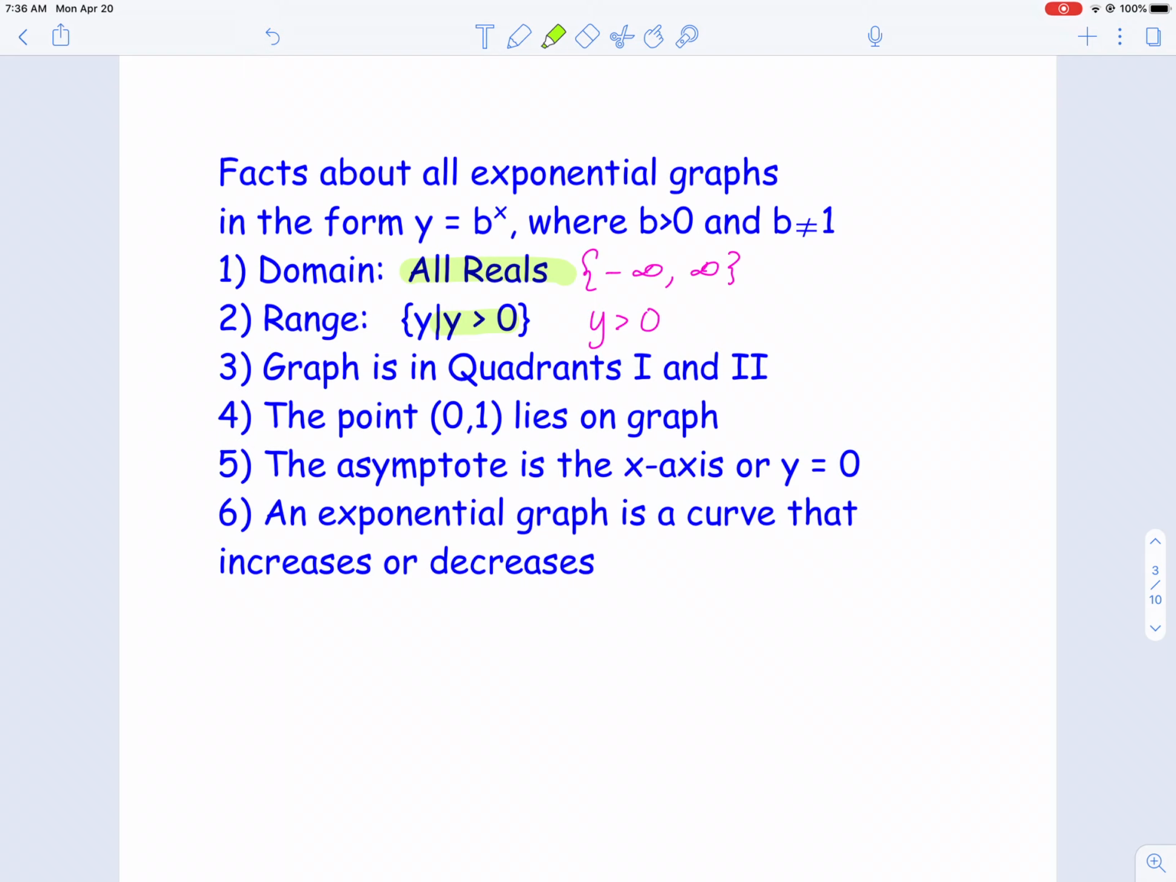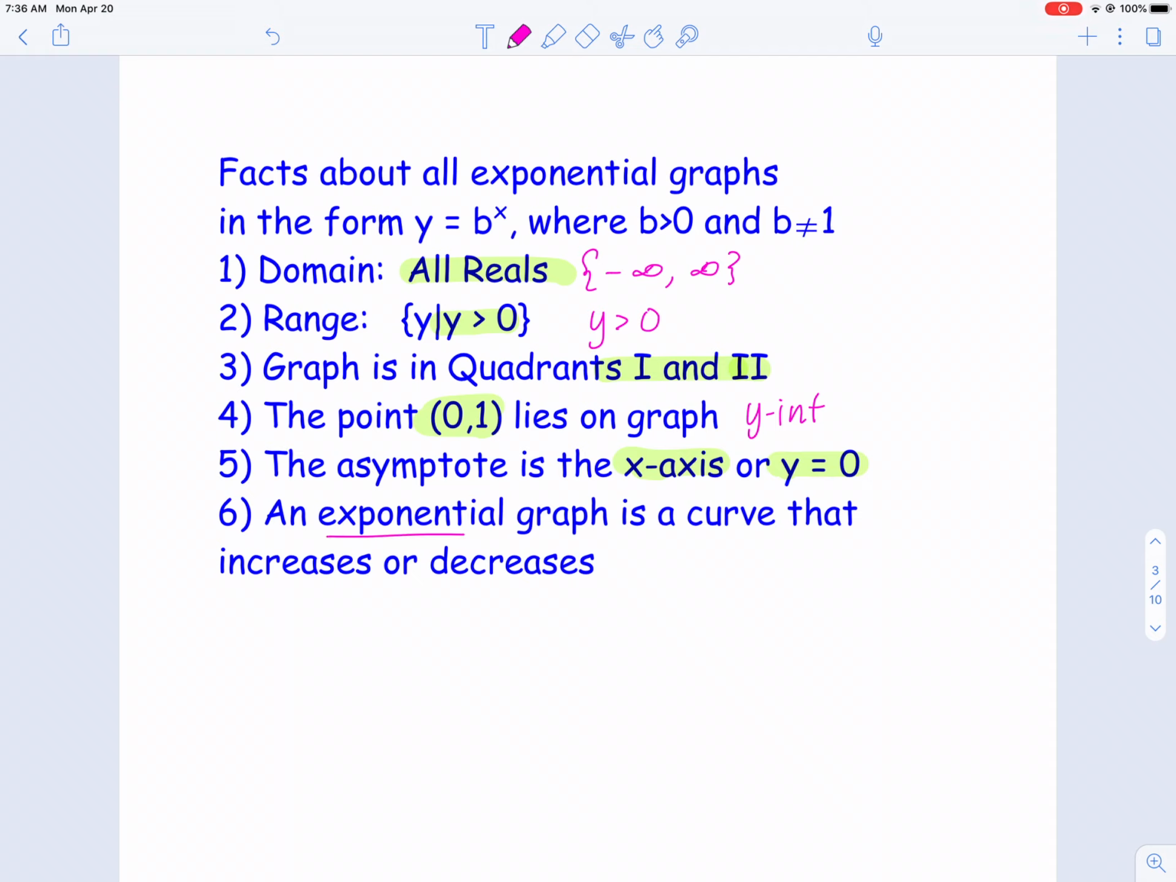Your graph is in quadrants 1 and 2. The point (0, 1), which is your y-intercept, lies on the line. It has an asymptote at either the x-axis or y equals 0, and it's a curve that increases or decreases. It is not increasing at a constant rate.